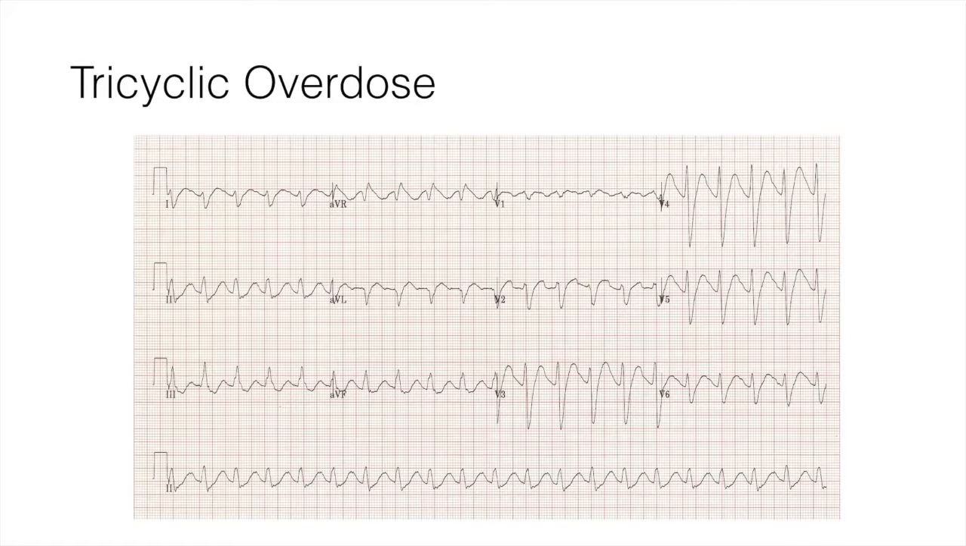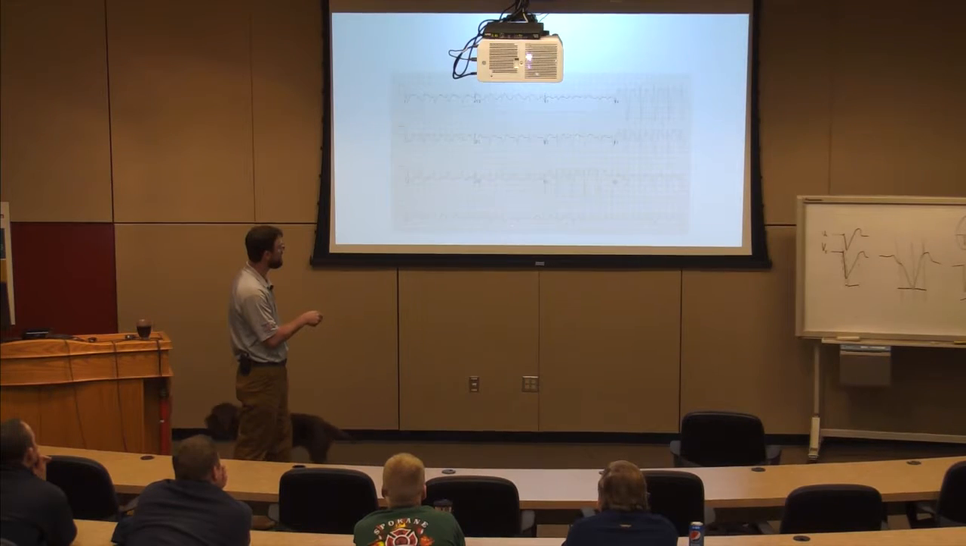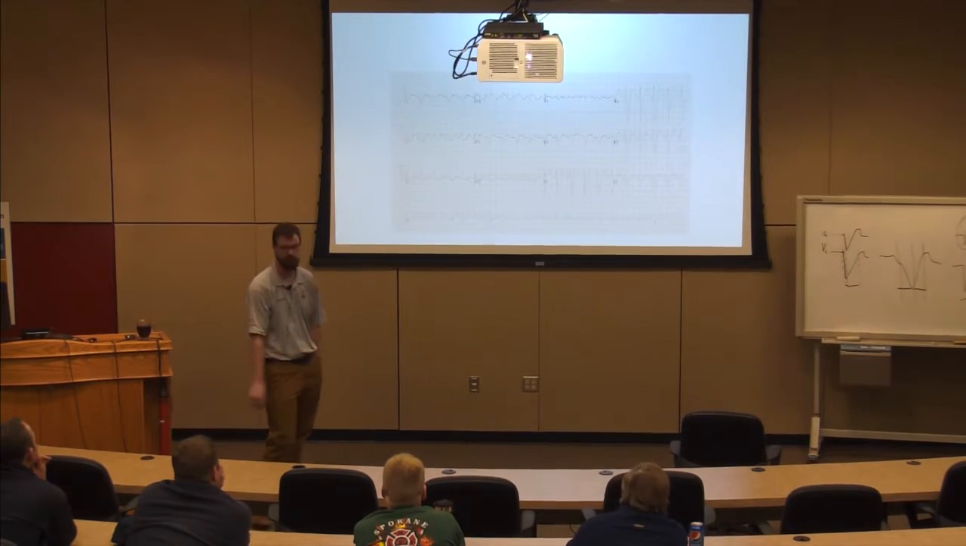So here we go. When I look at this, I think to myself, what is that? It's a wide complex rhythm. Does it fit classically into a left bundle or right bundle? You could argue that maybe this looks left bundle-ish, but I would say it's kind of slow on the front end for a left bundle branch block. In the setting of overdose, I see this. I have a wide complex tachycardia that is 300, 150, 100, about 120, 115 beats per minute.